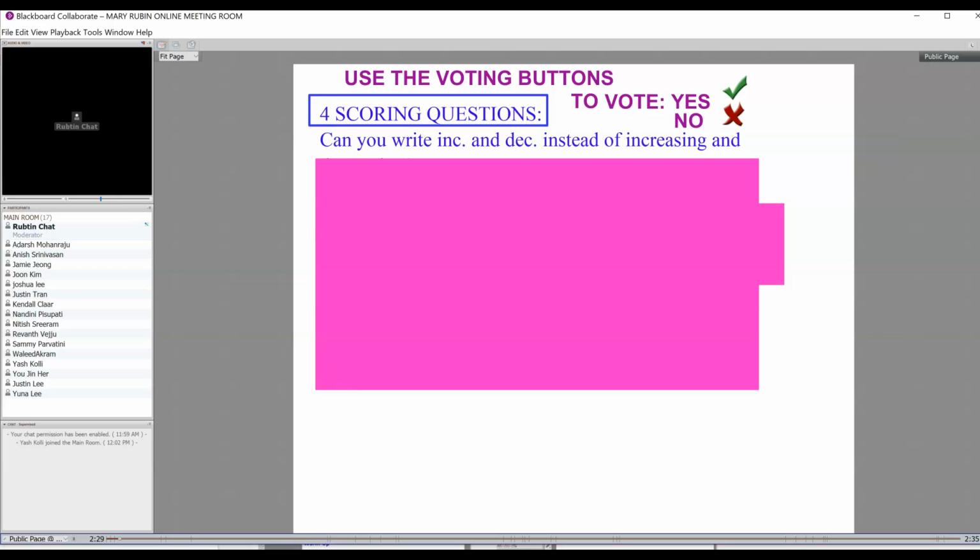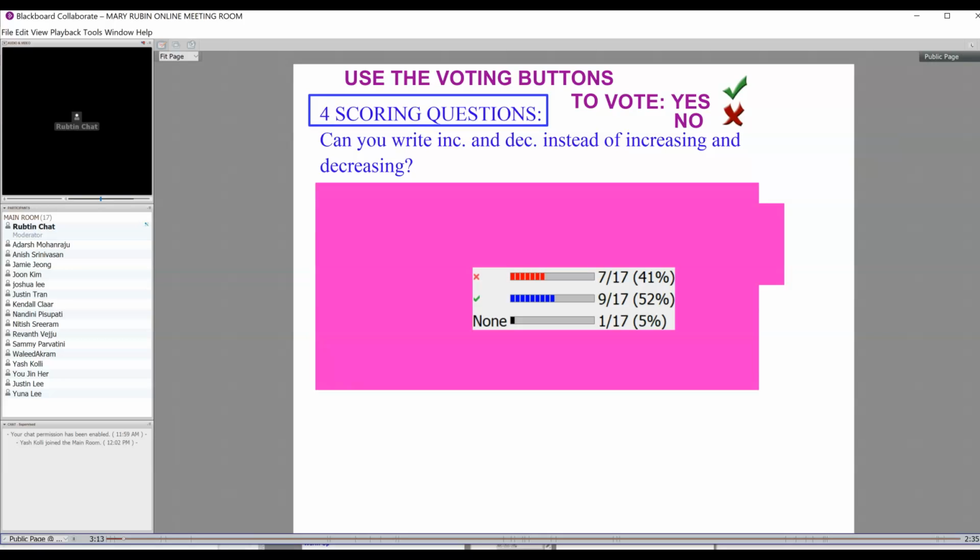Can you write increasing and decreasing as INC, DEC, instead of the full word? Yes or no? Okay, just waiting for a couple of people to weigh in. Adarsh, waiting for you. June, Nandini. So yes or no?